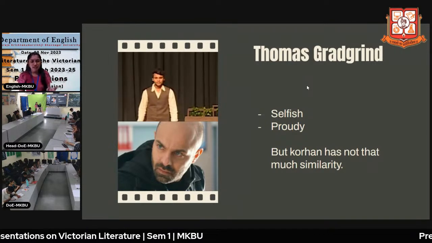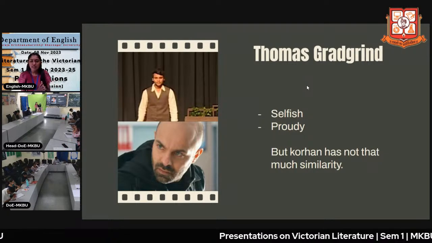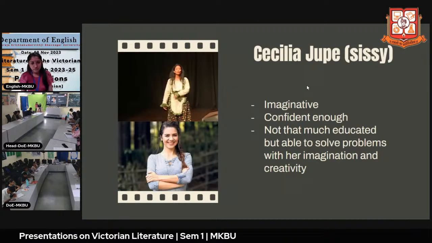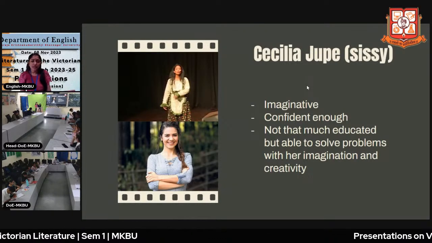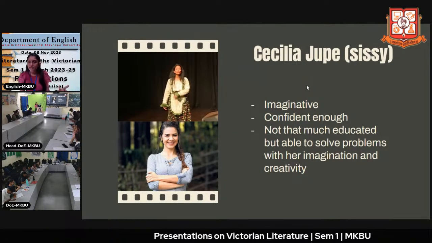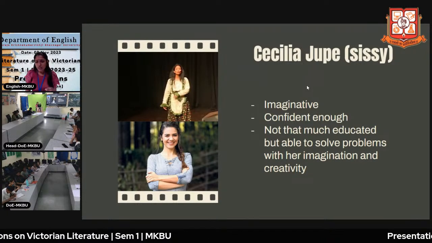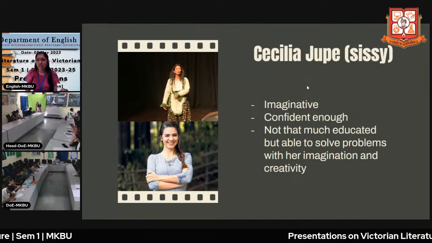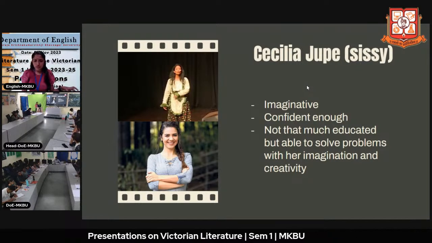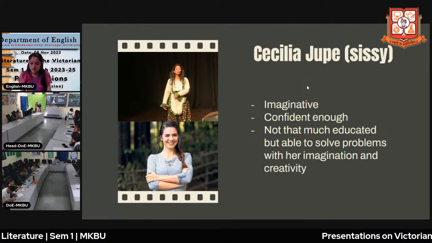Thomas is in a way selfish and proud, having made several mistakes in Hard Times, but Korhan is not that selfish and proud; he is in a way polite. Then Cecilia Jupe. In Brave and Beautiful, we have Serene. She is a very imaginative character, confident enough to speak anything to anyone, and not that much educated, but able to solve problems with her imagination and creativity. At the end of Hard Times, we find that Cecilia Jupe solved every problem of Gradgrind and their family. And in Brave and Beautiful, we have Serene.